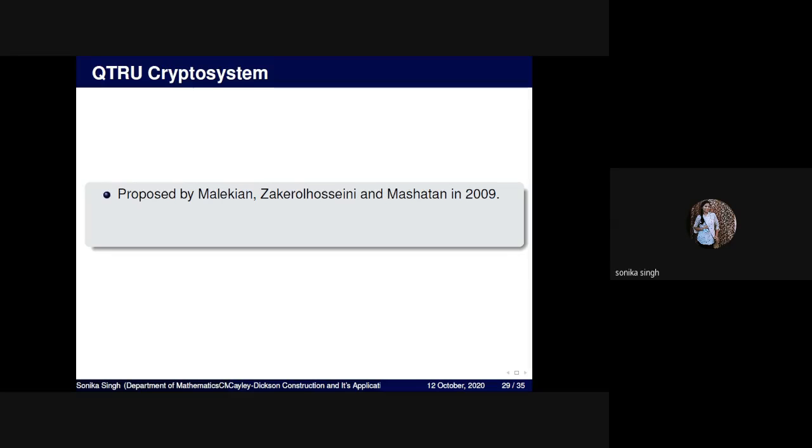The QTRU crypto system was proposed by Malikian, Zakir Hosseini, and Mastan in 2009. It is based on quaternion algebra, as is clear from the name. The special feature of this crypto system is that four vectors are encrypted in each encryption round. For the same parameters, QTRU is 4 times slower than NTRU, but with the single time parameters, QTRU is 4 times speedier than NTRU.